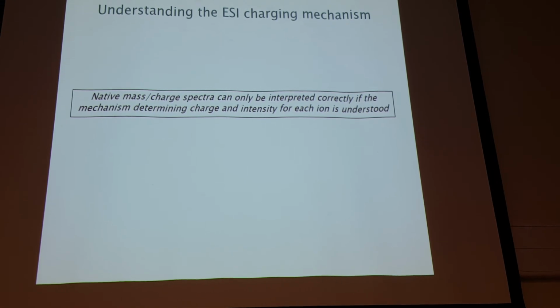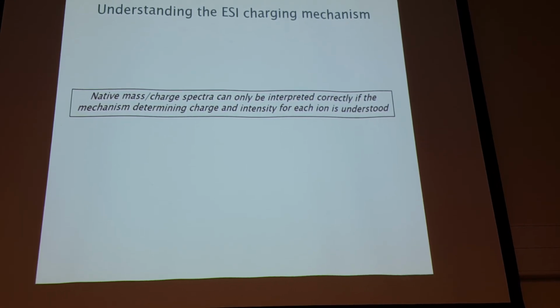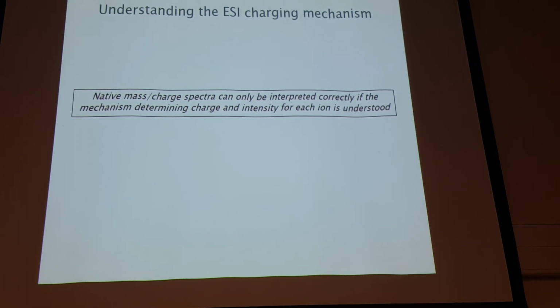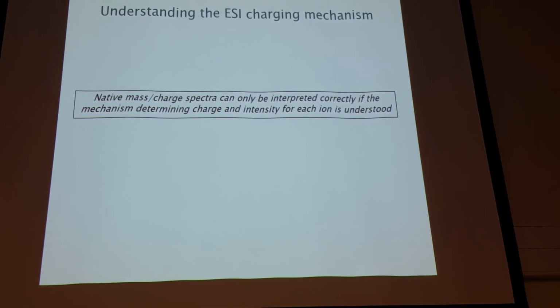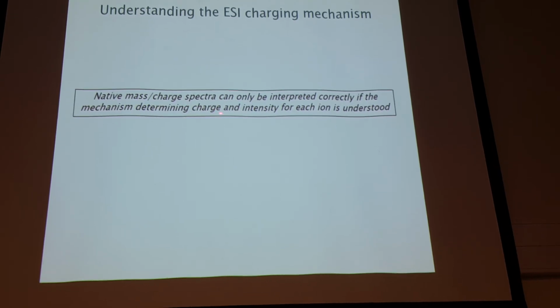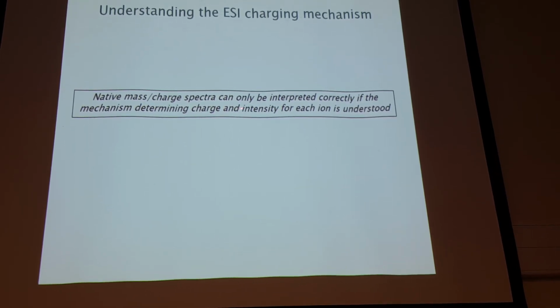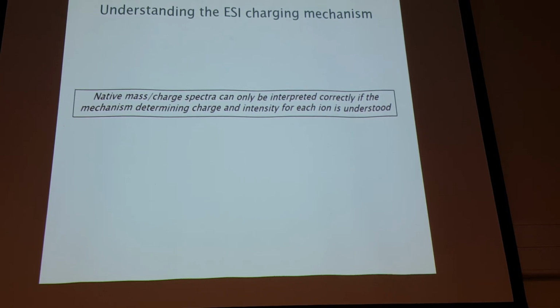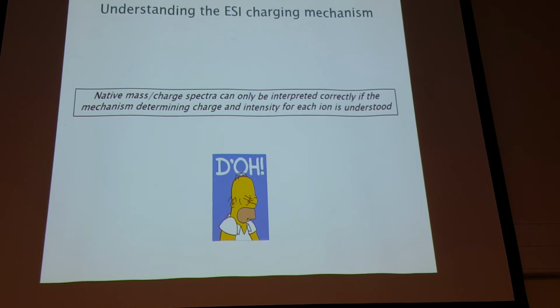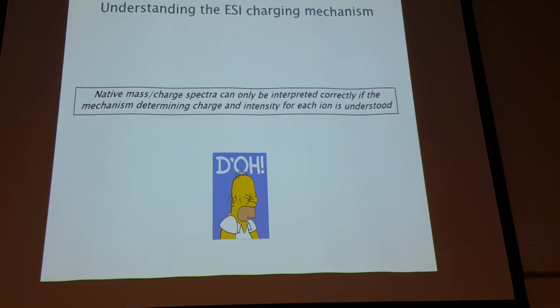Okay, I want to talk now about understanding the charging mechanism. I'm going to make a statement here, and what I'm going to say is that native mass-to-charge spectra can only be interpreted correctly if the mechanism determining the charge and the intensity for each ion is understood. Okay? I think that's possibly obvious, but I'm going to have to say that.